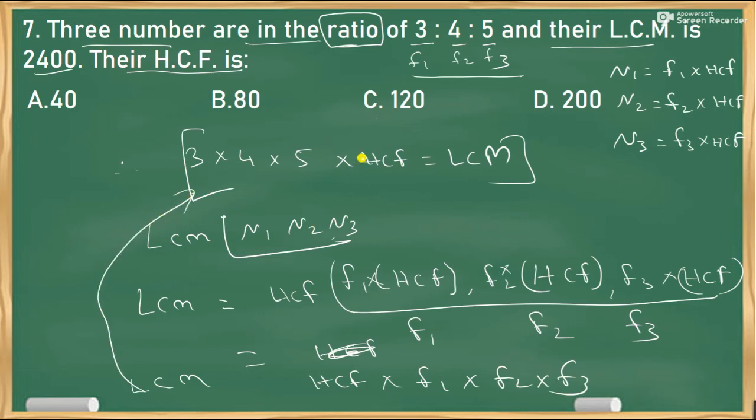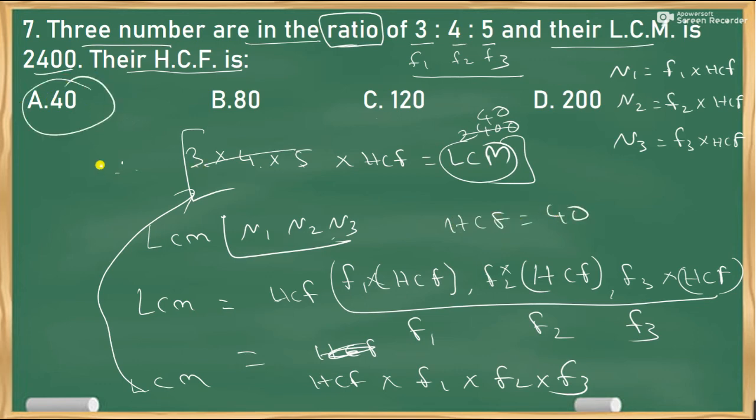The HCF value they have not given, but the LCM they have given, that is 2400. Now 4 5s are 20, 20 3s are 60, 60 40s are 2400. So the HCF value will be 40. Answer is option A. Clear? Okay, fine. So let me go for the next question.